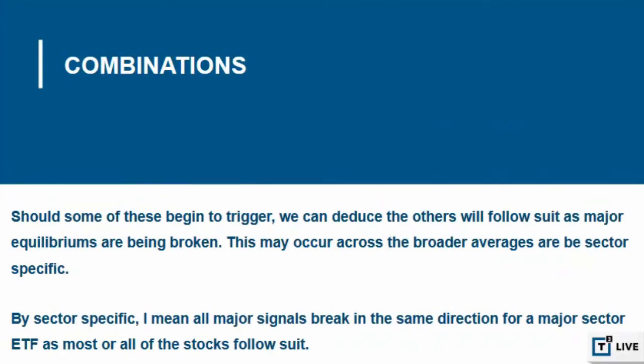Major equilibriums broke. This may occur across the broader averages or be sector specific. So if it's the broader averages, right, breaking to the downside, simultaneous break to the downside, we can at that point also look at all the stocks that are already in force to the downside, because there's no reason to believe they're going to reverse when a simultaneous break occurs to the downside. Conversely, if we have all these 60-minute signals breaking to the upside in the broader averages, we can look for stocks that already have actionable signals in force to the upside, because there's no reason to believe that they would reverse at that time.